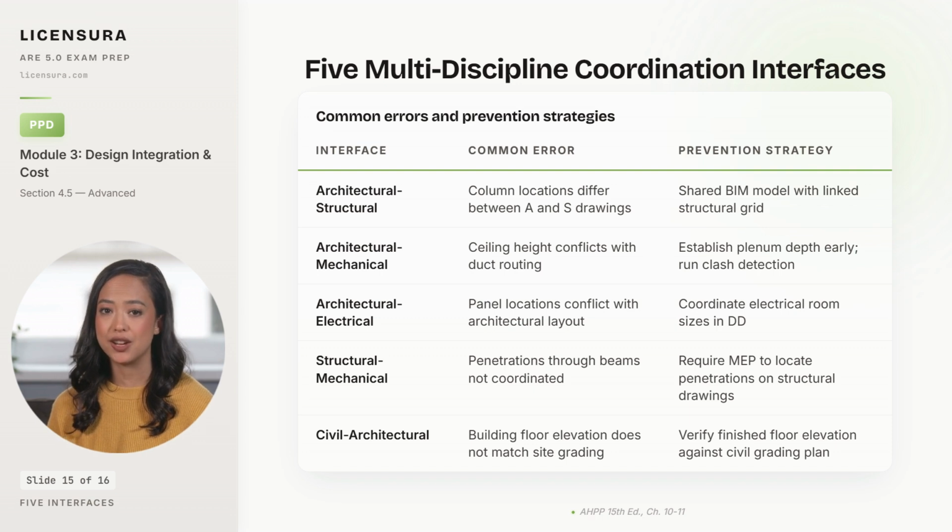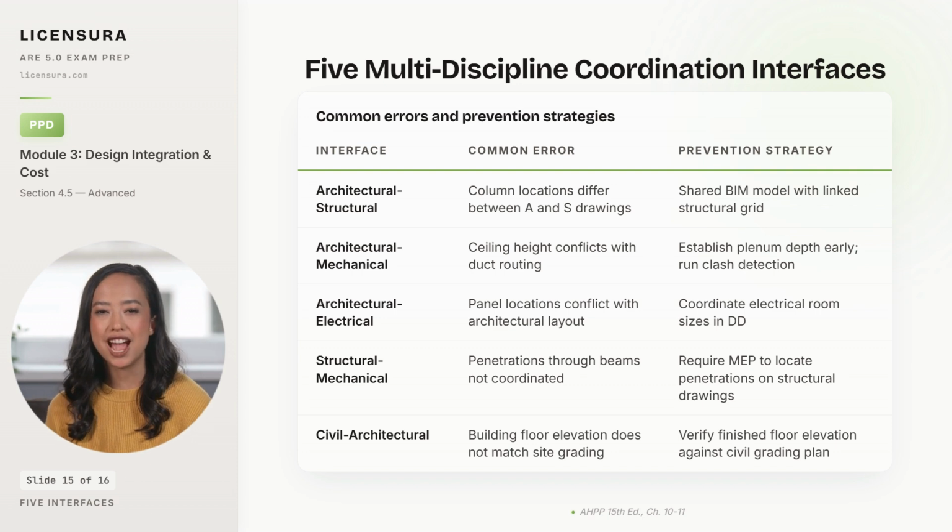Architectural mechanical coordination breaks down when ceiling height conflicts with duct routing. The prevention is establishing plenum depth early in DD and running clash detection before issue. Architectural electrical coordination breaks down when electrical panel locations conflict with the architectural layout. The prevention is coordinating electrical room sizes during DD so the rooms fit the equipment rather than the other way around.